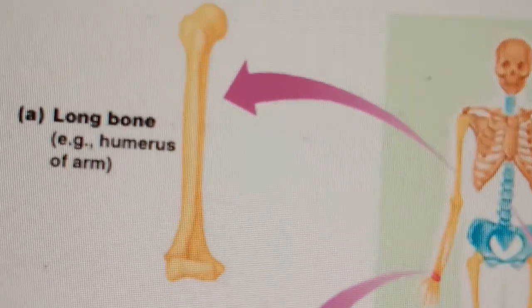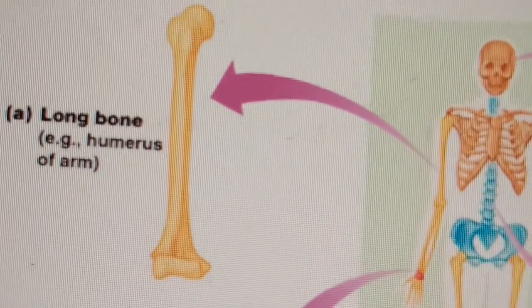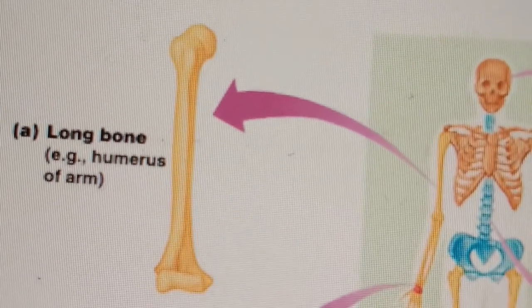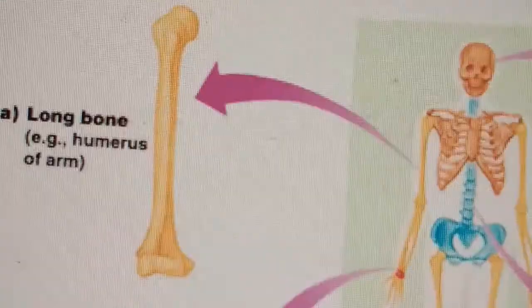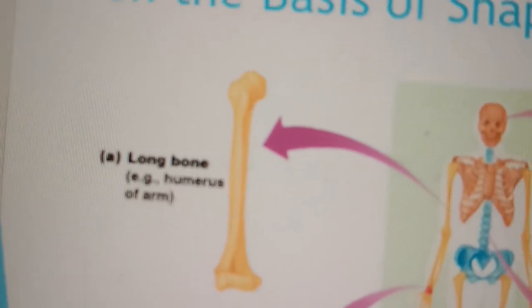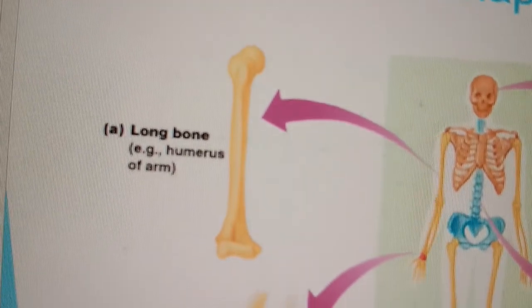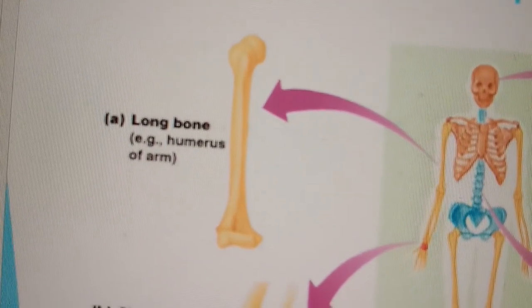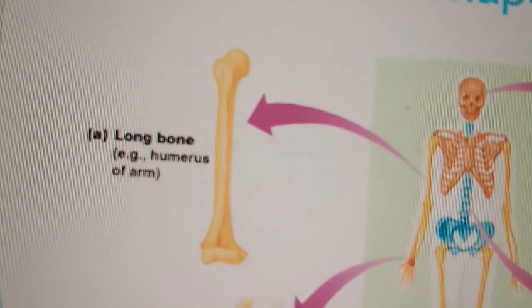Let's go to the classification of the bones. And actually, bones are classified by their shape. So we have the long bone, okay? An example for the long bone, we have the bones in the arms and the legs. These bones are longer than they are wide. So an example for this is the arms and the legs. So, ayan, humerus of the arm.